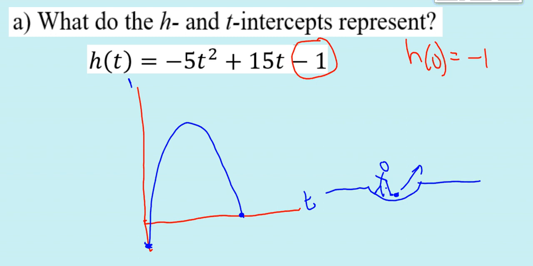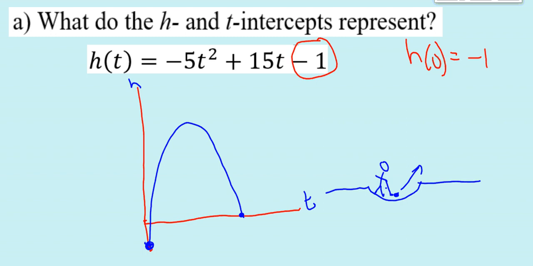Let's look at, first of all, the H intercept. This is the one I've primarily been discussing so far. The H intercept is right here. The H intercept is where t equals 0. So what does it mean about the golf ball? Tell me, where is the golf ball, or what's happening to the golf ball in this situation?